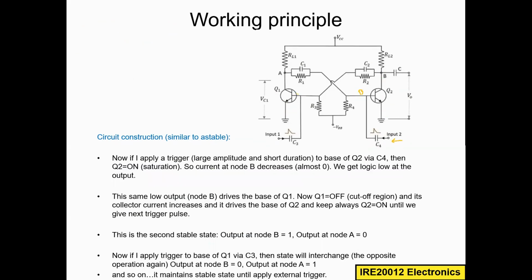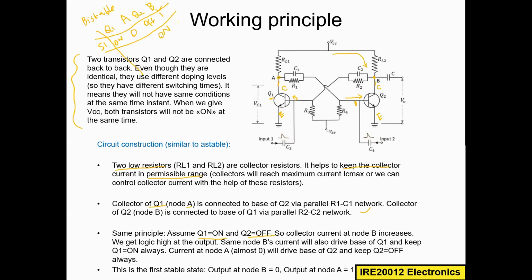If Q2 goes on, then this is a short circuit. Then this voltage potential will go to 0. Then this will become logic 0. The voltage potential at this node will become 0. So let us go back. I write at node B, the voltage is 0.